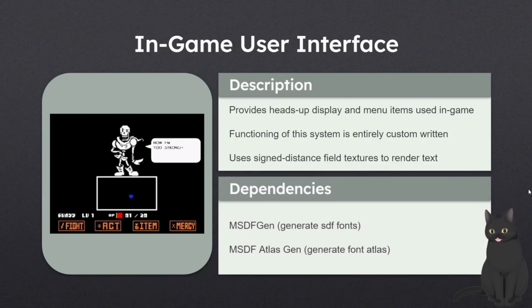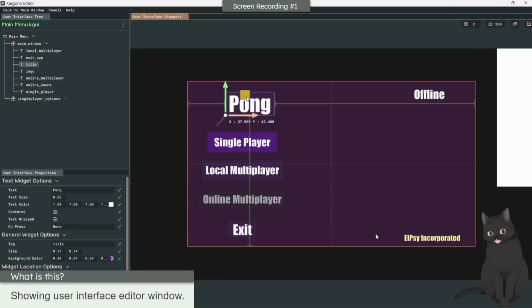We use MSDF Gen and MSDF Atlas Gen. Both of these dependencies help me generate text atlases, which can be used to render text. But everything else, like the widgets and whatnot, I've written myself.